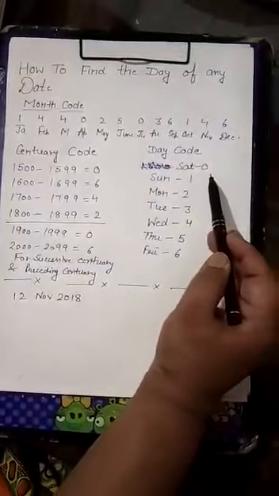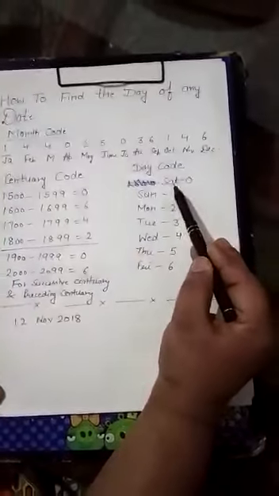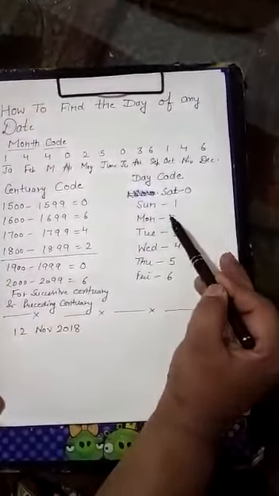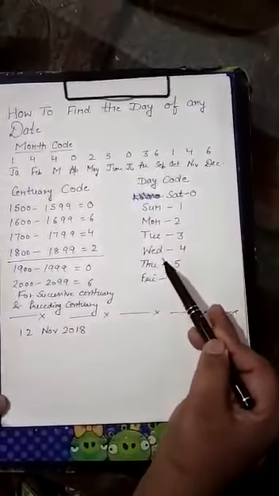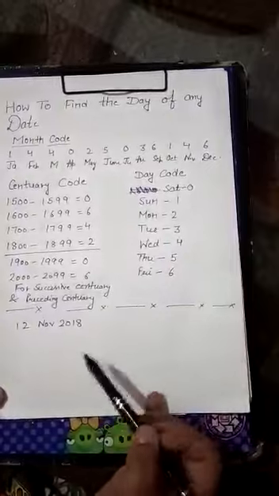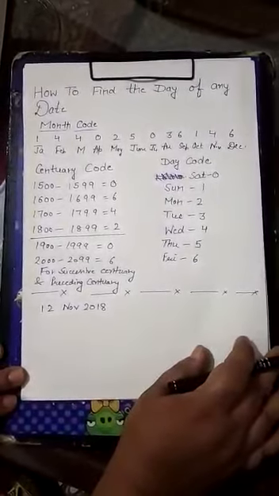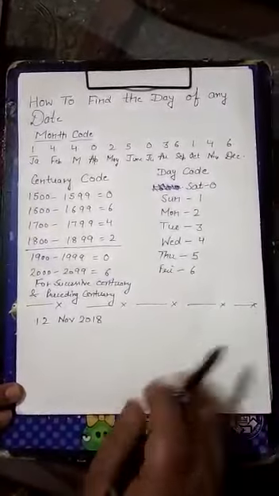Then come to the day code. It starts from Saturday: 0, 1, 2, 3, 4, 5, 6. That is, Saturday, Sunday, Monday, Tuesday, Wednesday, Thursday, Friday. Fine. So we will start on how to calculate, how to find the day of any date.